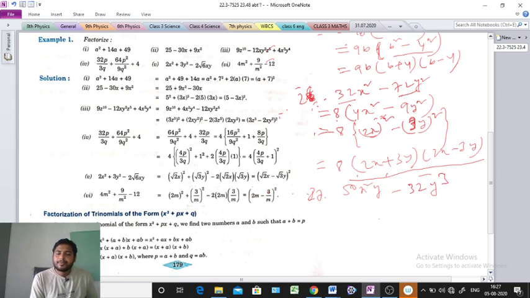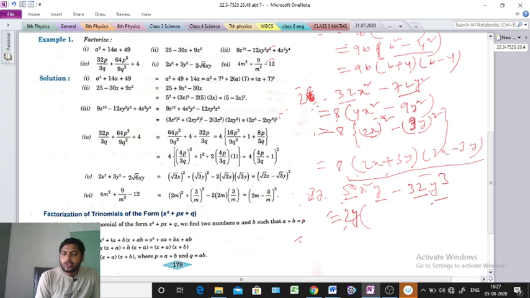So what to do, sir? Here, first take the common portion. Is any common portion there or not? Yes, 50 and 32 have a common portion. Both are divisible by 2, so we can take 2 common. Next, x square is here but not there, so not possible. Y is here and y cube is there, so we can take y common.